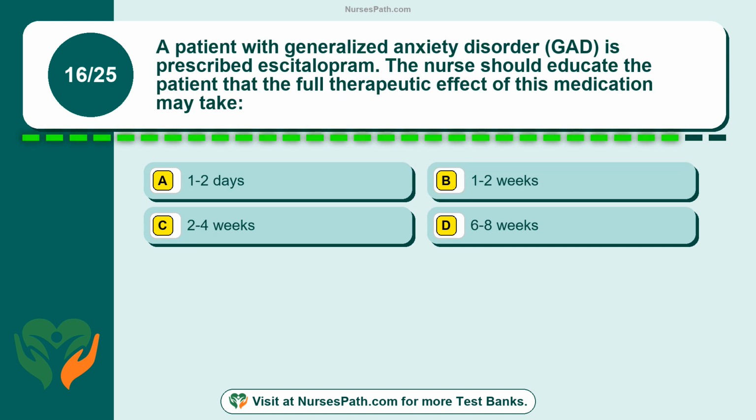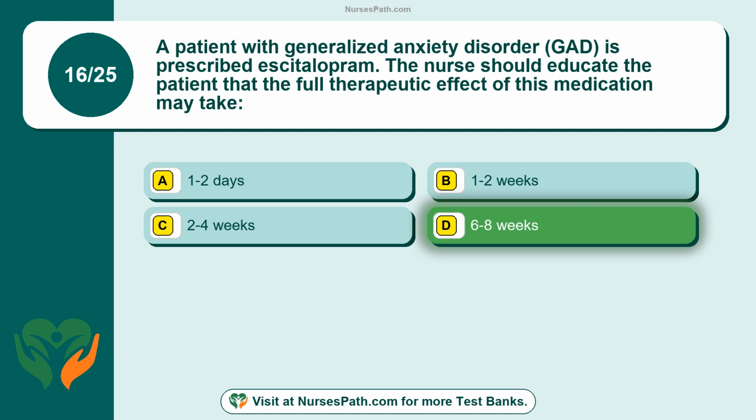Question 16. A patient with generalized anxiety disorder, GAD, is prescribed escitalopram. The nurse should educate the patient that the full therapeutic effect of this medication may take: Option A. 1 to 2 days. Option B. 1 to 2 weeks. Option C. 2 to 4 weeks. Option D. 6 to 8 weeks. The correct answer is option D.